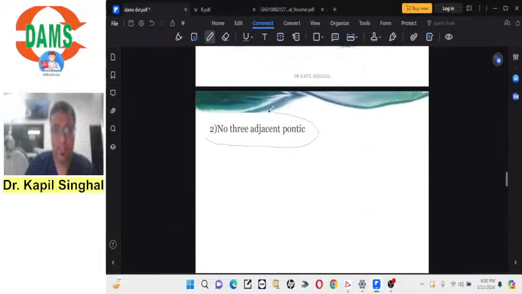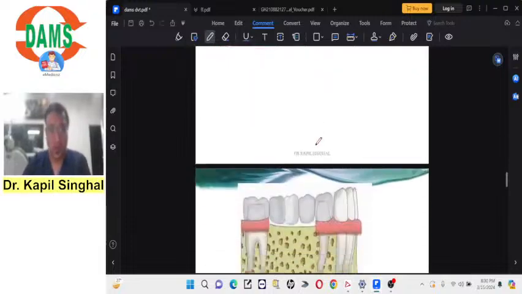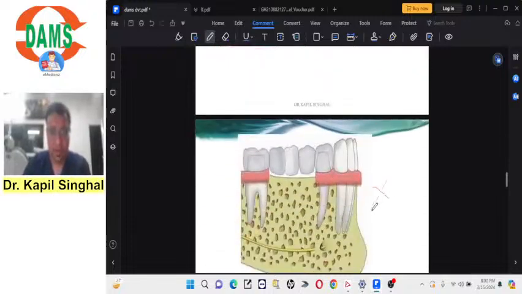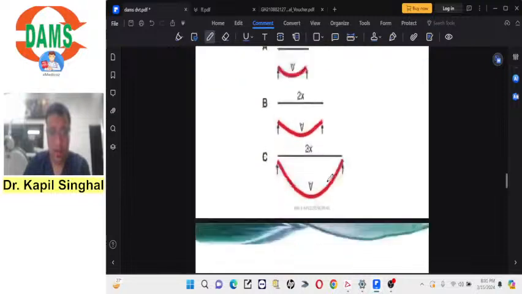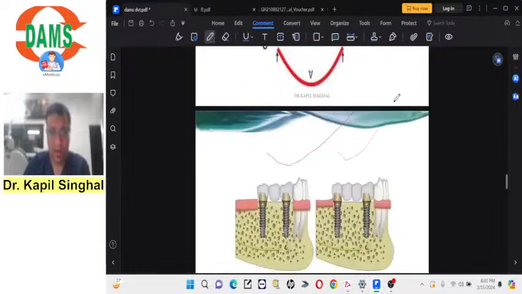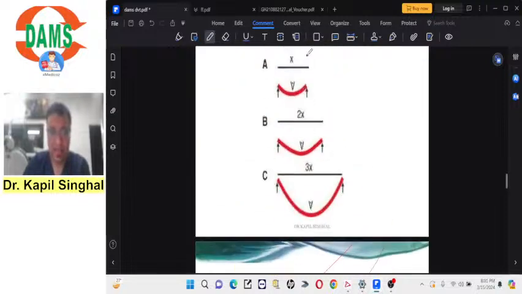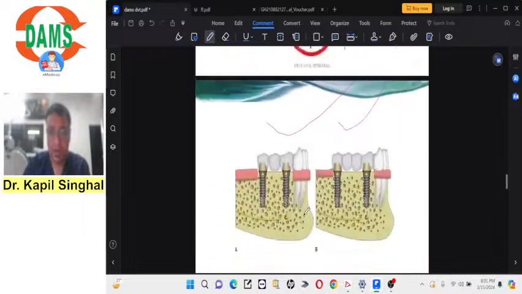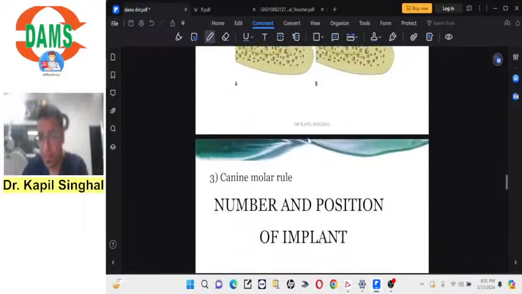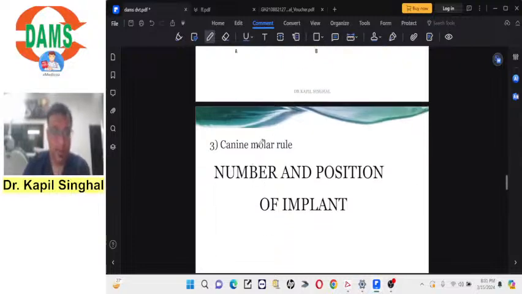Next principle, the second, was no 3 adjacent pontics. So we cannot give 3 pontics over natural teeth, and over implants also you can give 1 pontic, you can give 2 pontics, because as the number of pontics increases, the force increases multiple times. So up to 2 pontics is allowed, but 3 pontics cannot be given.